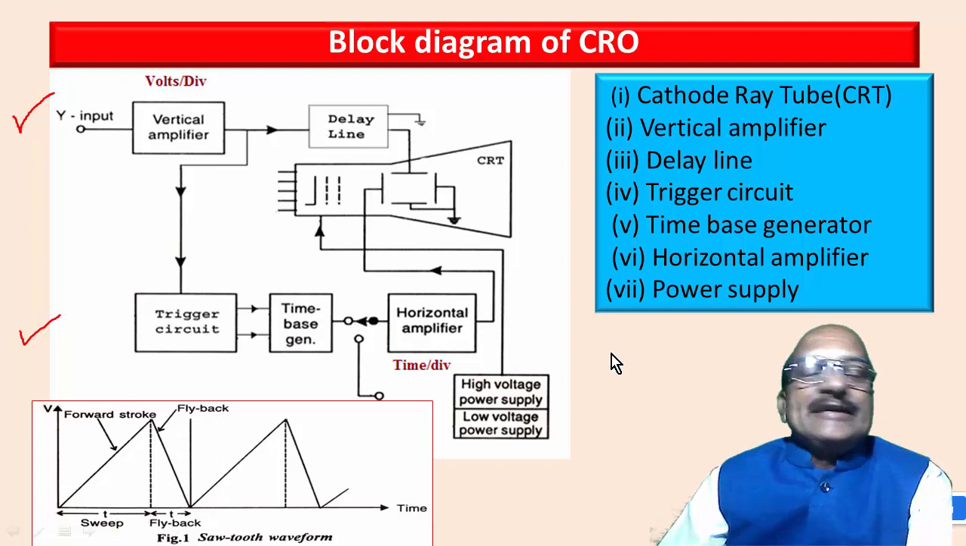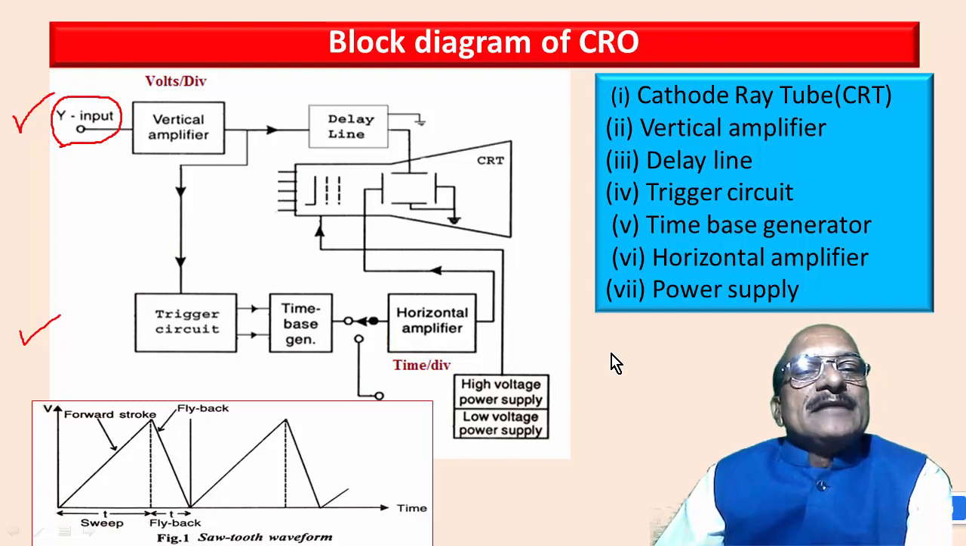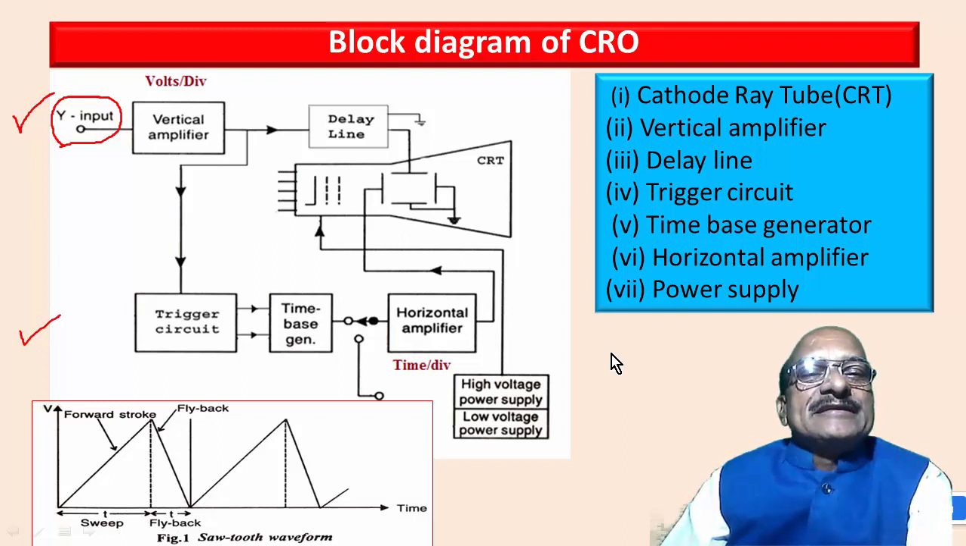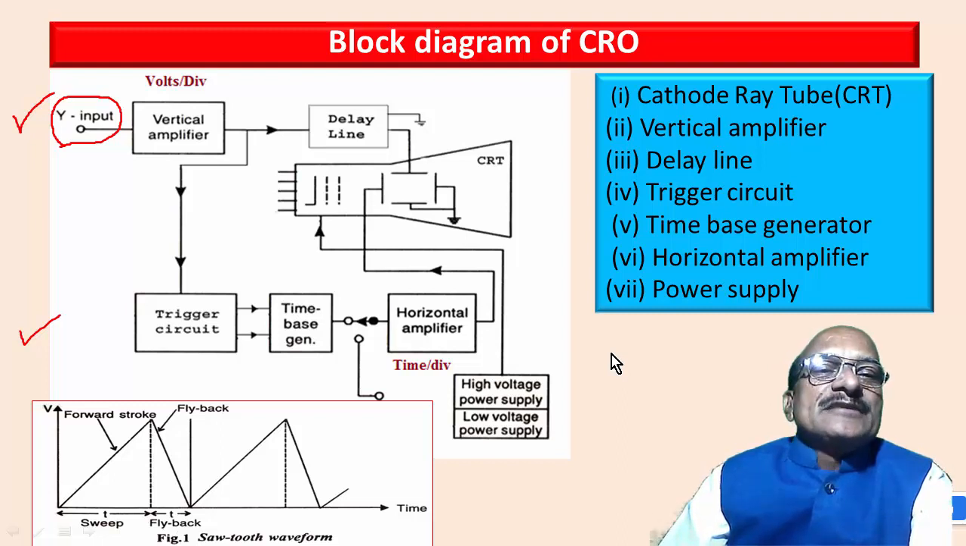The input voltage which we want to measure, usually the unknown voltage, is always applied to the Y input of the CRO. This is a very small voltage, so its amplitude is increased by using a vertical amplifier. The input signal connected to the Y input goes to the vertical amplifier section, which will increase or decrease the amplitude of the input signal.